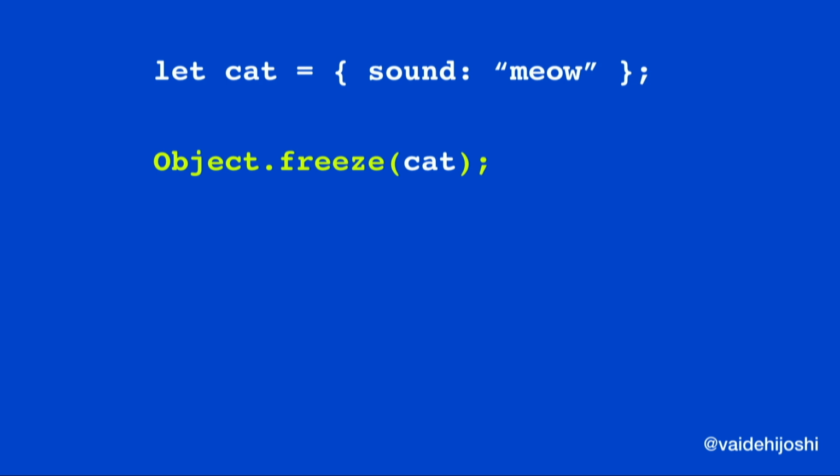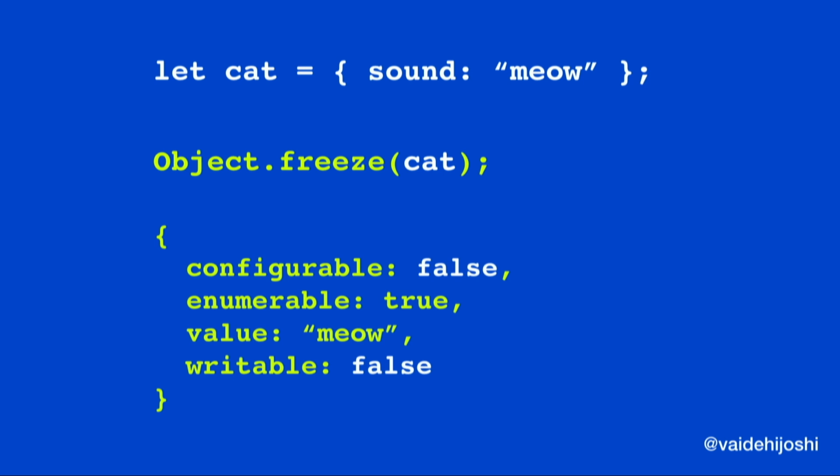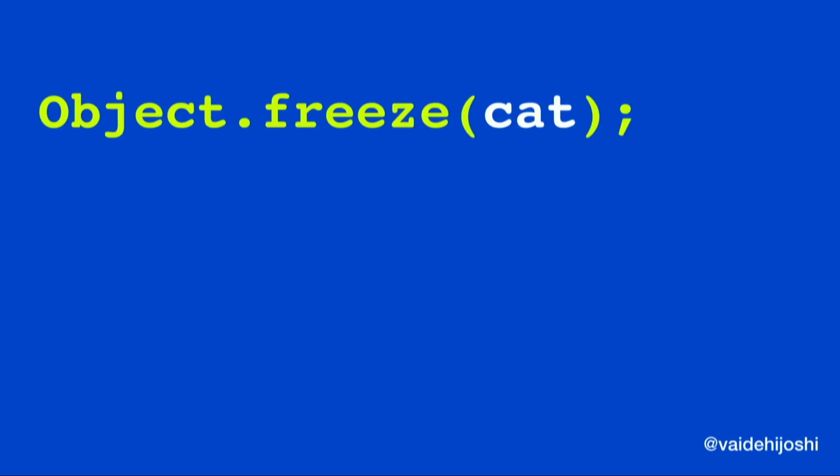But if we were to freeze this cat object, all the writable and configurable values on our property descriptors are now set to false. And we also wouldn't be able to change the value of the property sound anymore, because it's no longer writable. You'll note, though, that enumerable is still true, which means even though this property is frozen, it's still going to show up if you loop over it or if you call for the keys on this object.